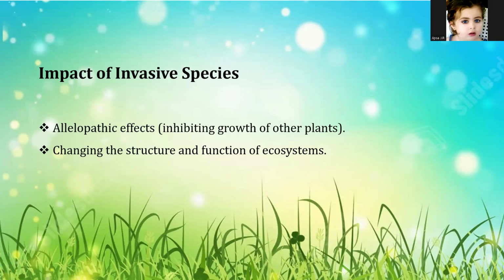The functional changes mean nutrient cycling: some invaders change how nitrogen or phosphorus move through the soil, making it less suitable for original species. In the case of hydrology, certain invasive trees like eucalyptus or Prosopis juliflora can significantly lower the water table, affecting local water availability. In fire regimes, some invasive grasses dry out quickly and burn more easily, increasing the frequency and intensity of wildfires in areas not adapted to fire.